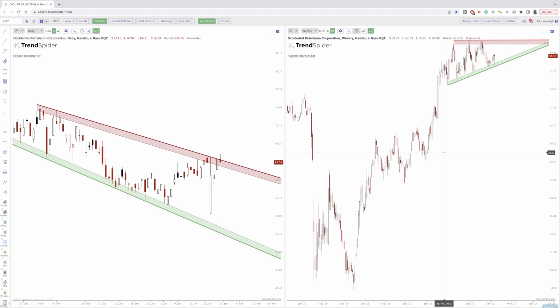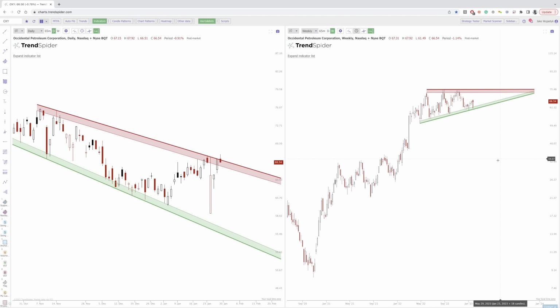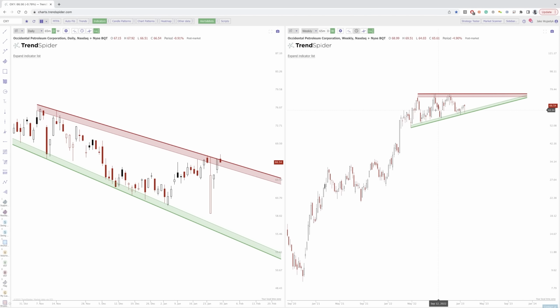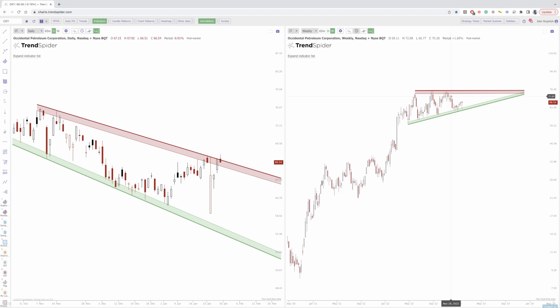And then you can see here on the weekly chart, you've got this ascending triangle starting to form. And we're still pretty much early on in that. So we could easily just trade around here and trade within this area for quite a while.